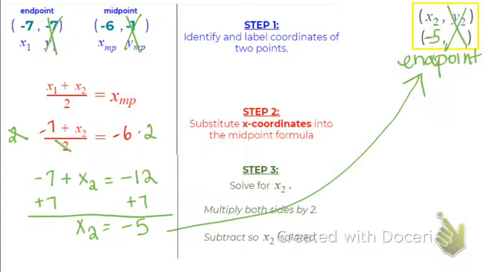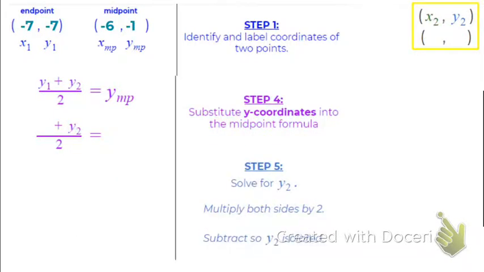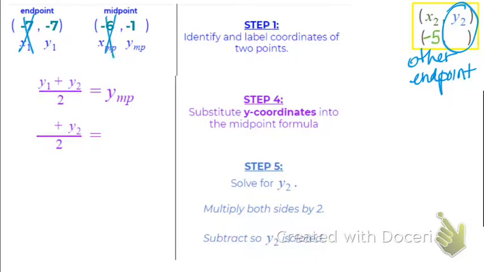Now I can do the same thing and find out what my y coordinate of this other endpoint is. So let's go to the next slide. So we did find out that the x coordinate is -5. Now I need to find out what is my y coordinate of our other endpoint. So I look at that step 1 where I labeled my endpoint I do know and my midpoint, and now we're really going to focus in on the y's.